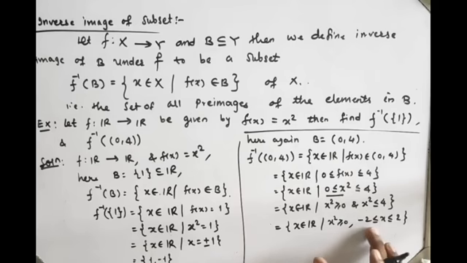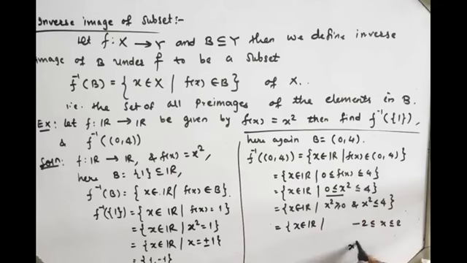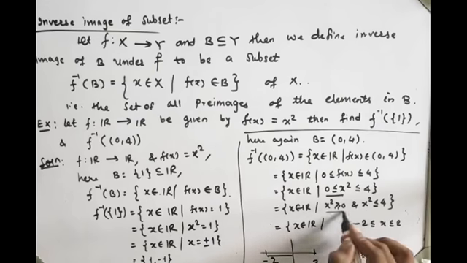Here the square of a negative number is always positive. x square less than or equal to 4 means I write minus 2 less than or equal to x less than or equal to 2, because if x square is equal to 4, then x is equal to plus minus 2. The domain of the function is from minus 2 to 2, suppose on the real line here is minus 2 and here is 2, and the square of a negative number is again positive, so this condition is satisfied.